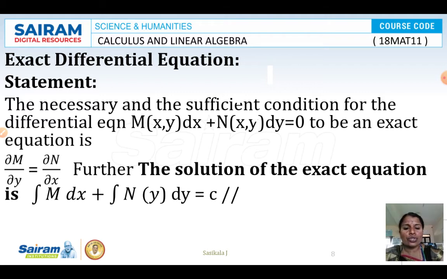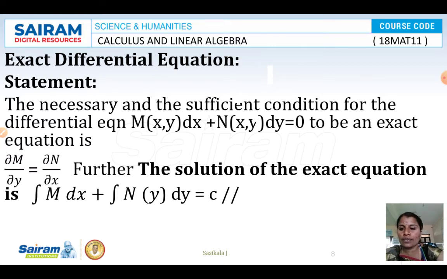Further, the solution of an exact equation is integration of M dx plus integration of N dy equal to 0. In the first integration, you have to treat y as a constant. In the second integration, you have to take the terms that do not contain x. That is the rule to find the solution of your exact differential equation.